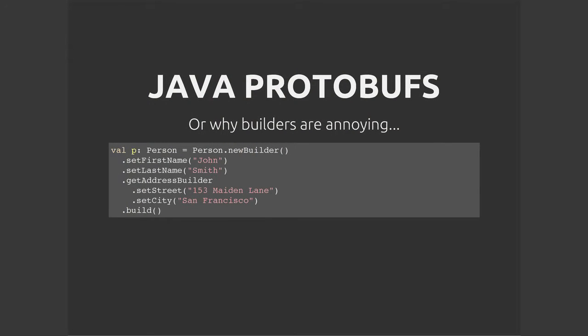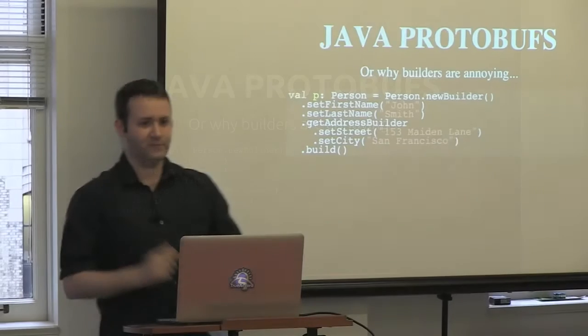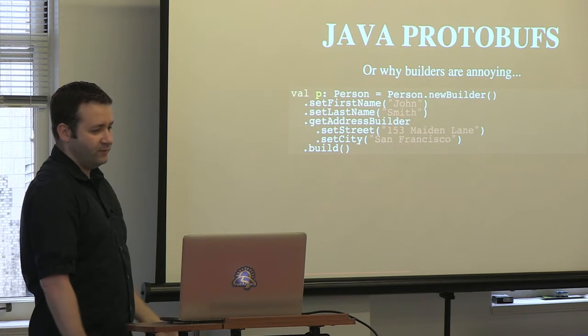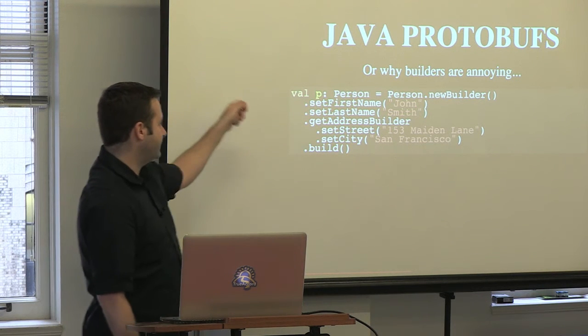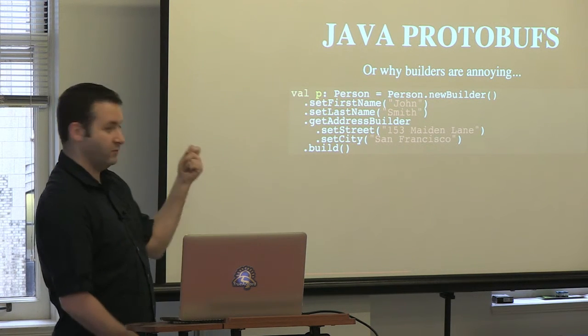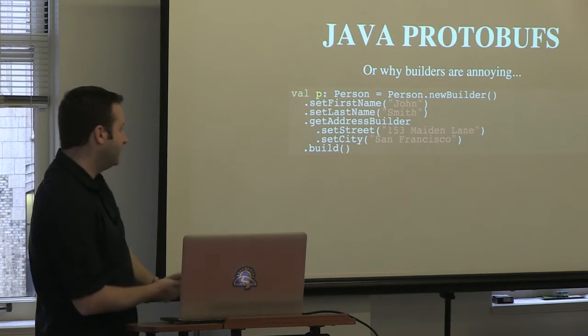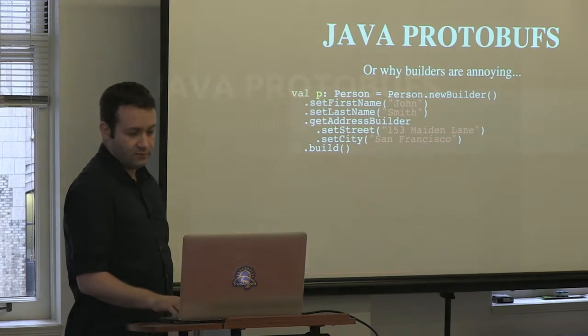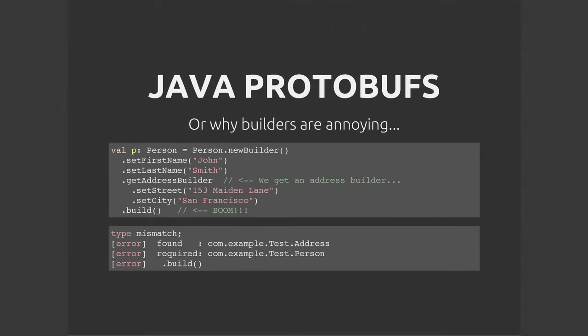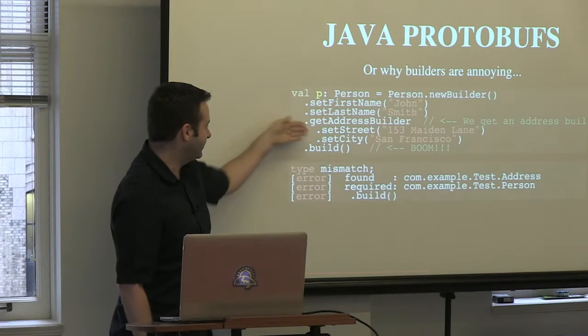So I want to show a little bit of what a Java protobuf looks like, and this would give us a feeling why we want to do it in Scala. So you start with a builder, and you set the first name and last name, and then you get the address builder, because I want to set the address of that person. I call set street and set city and build, and I expect to get a person, right? No. What happens is that I have an address builder here, and when I call .build, it builds the address of that person. So the indentation that I put here doesn't help.